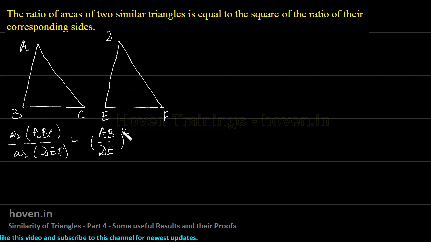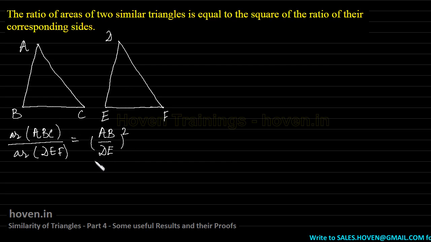It should also be equal to BC by EF whole square, should also be equal to AC by DF whole square. Although I have written just one of those, it will be equal to all the ratios. In fact, all the ratios are equal, so I have just shown one of them here. And if we prove this, then on similar lines, we will be able to say that the others can also be proved. Let us start with our deductions. Here is the proof.